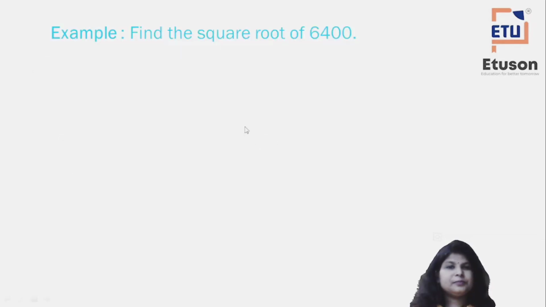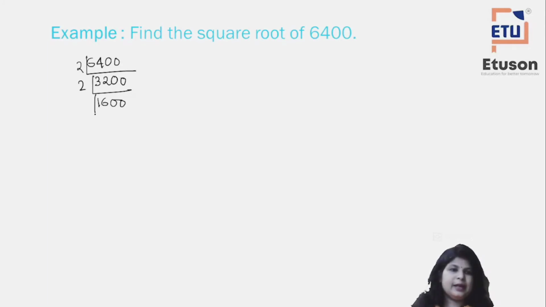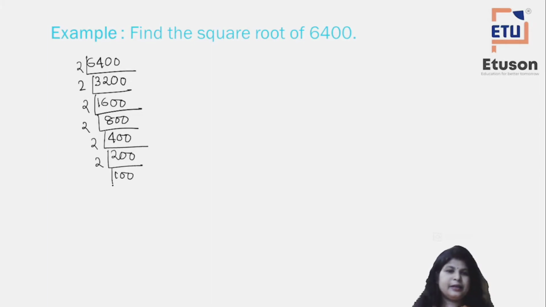Now let us find the square root of 6400 by using the prime factorization method. So 6400 divided by 2, you have 3200. Divided by 2, you have 1600. Divided by 2, you have 800. Divided by 2, you have 400. Divided by 2, you have 200. Divided by 2, you have 100. Divided by 2, you have 50. Divided by 2, you have 25.